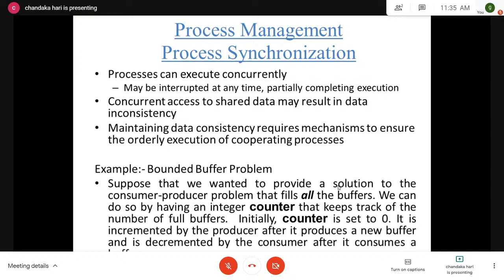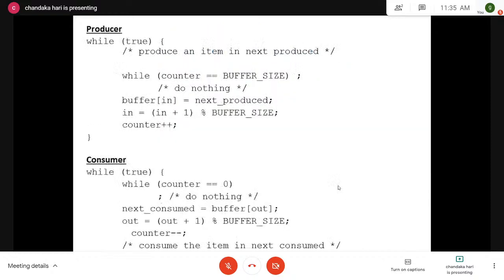Now, if you are not using any proper security mechanism for this counter value, the data is going to enter into an inconsistent state. Let us see this with an example.